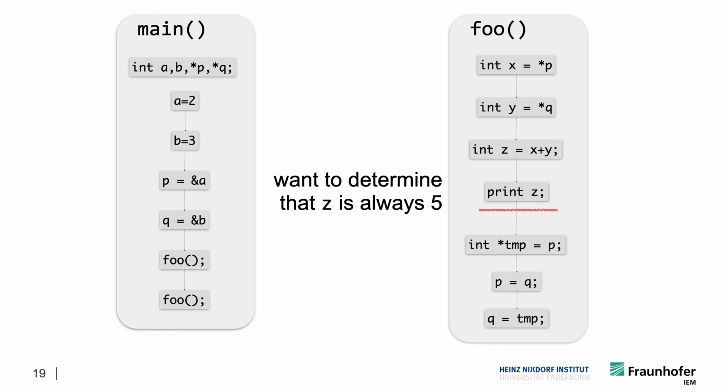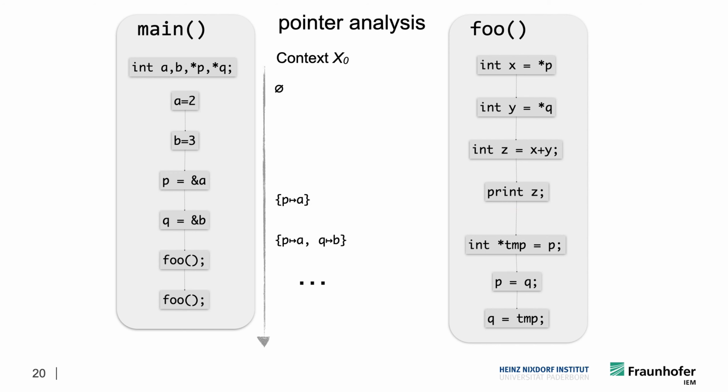Let's first compute a pointer analysis because that's really going to be necessary in order to be able to track these constants. So we are starting a pointer analysis in some initial context that we call x0. And initially we know nothing about any pointers. Then we learn that P is pointing to A, and then later also that Q is pointing to B. Okay?